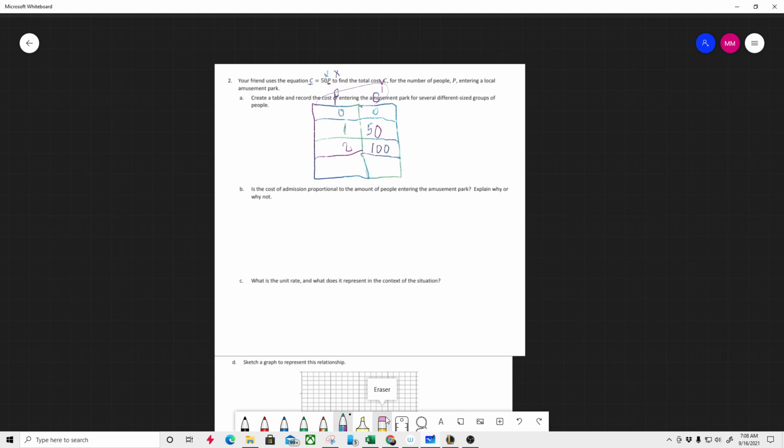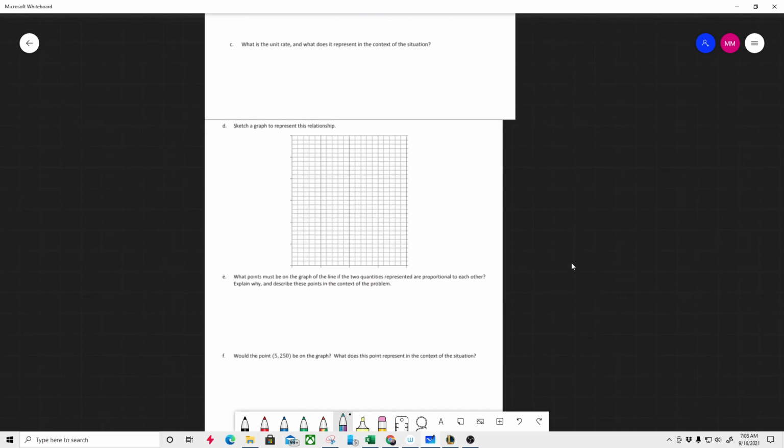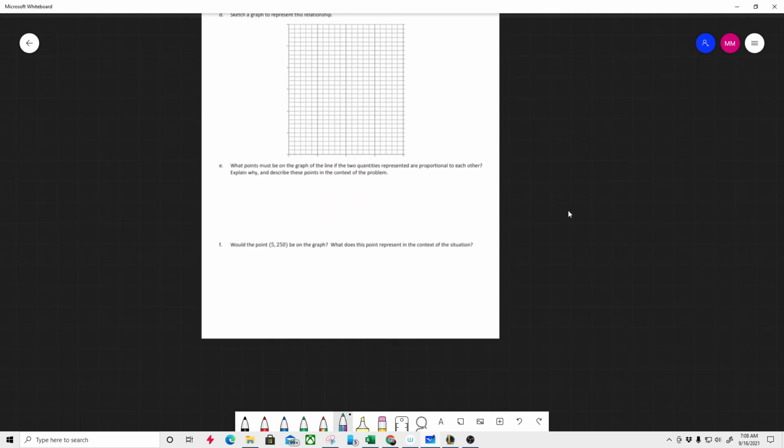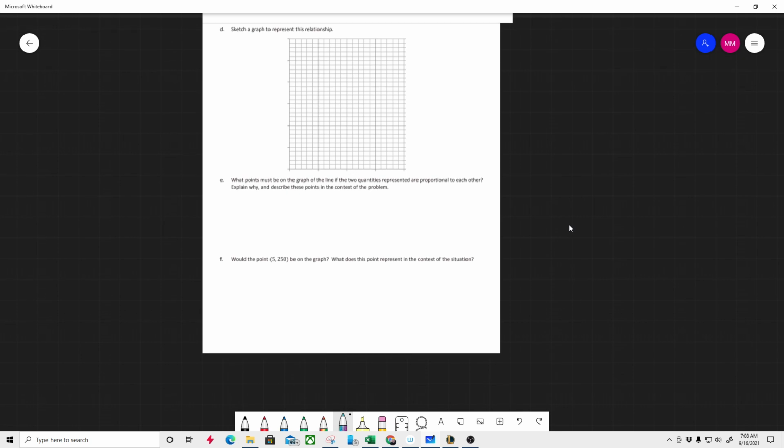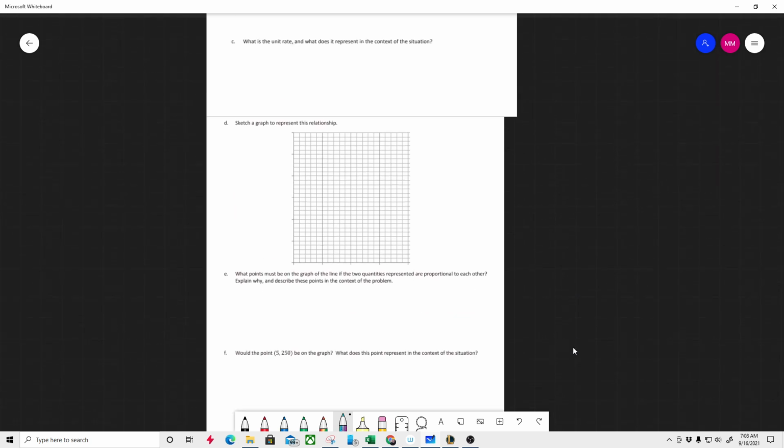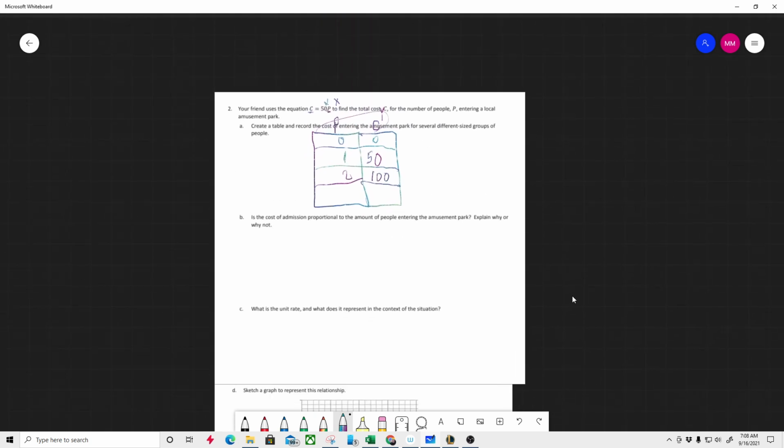If this is too fast, pause it, all that. Use a calculator. Just get used to how to do it. Don't worry about anything else right now. And then for funsies, we can say like, what about 10? Or I don't see any numbers here. Let's go down and see if they want us to use a certain number. Aha, look. Would the point (5, 250) be on the graph? So since we see that, let's just go up and use 5.